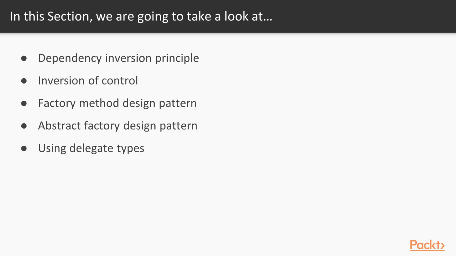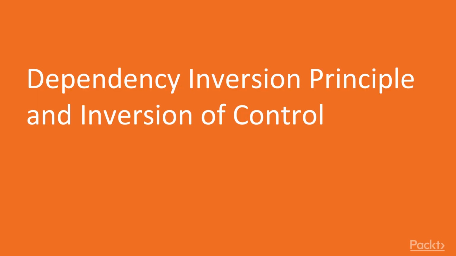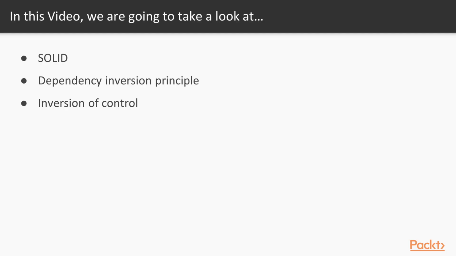To be more accurate, in this section we are going to examine dependency inversion principle, inversion of control, factory method design pattern, abstract factory design pattern, and we are going to see how we can use delegate types. So let's start from the first video in this section, dependency inversion principle and inversion of control. In this video we are going to talk about last but not the least SOLID principle, dependency inversion principle. And we are going to see what inversion of control is.